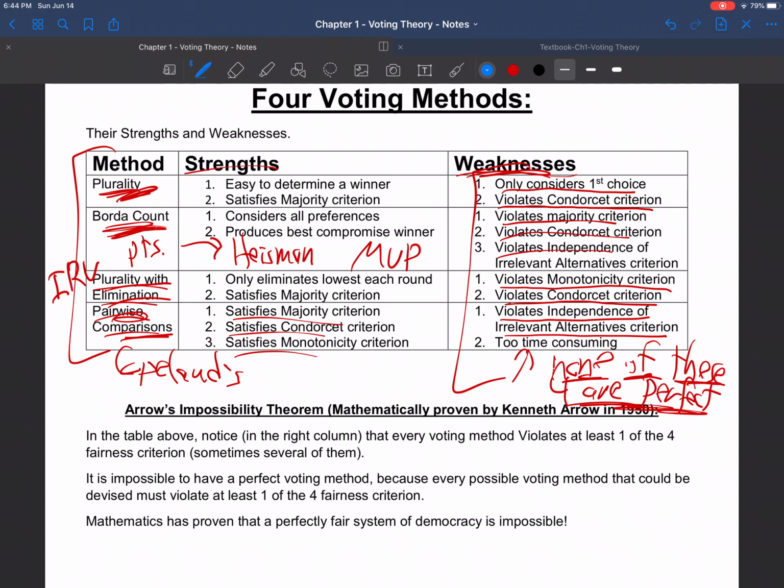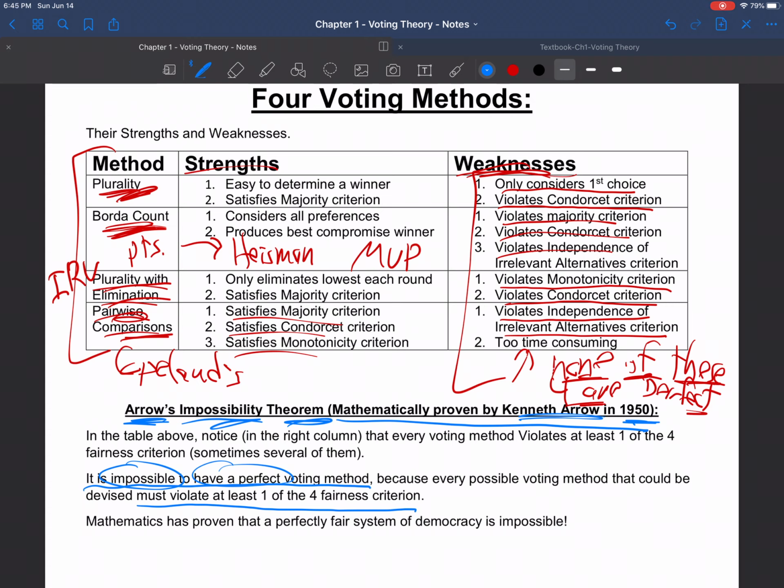We're going to end with this. It was proven by Kenneth Arrow in 1950, Arrow's impossibility theorem, and that is, it is impossible to have a perfect voting method. Mathematics has actually proven that there is no, and there never could be, not just that we don't have it now, but that it's impossible to have one. There's no way you could design a voting system that'll be perfect. Every voting system must violate at least one of the 4 fairness criteria.